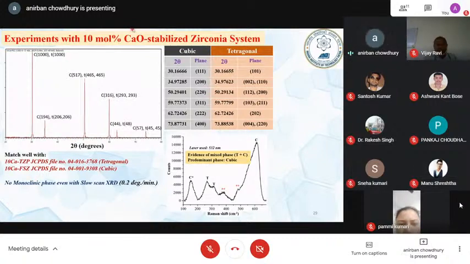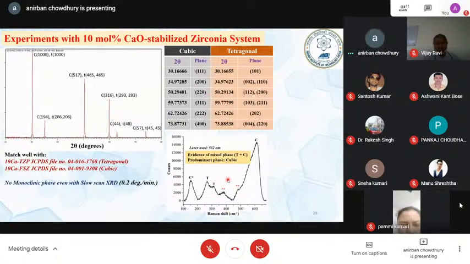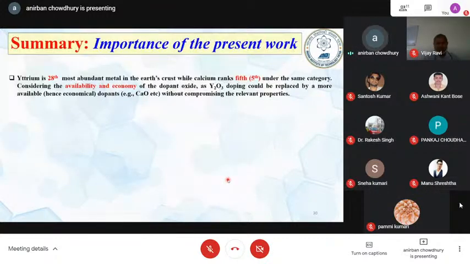But one thing I can say, even with 10% CaO stabilized zirconia, we see there is no monoclinic phase even with slow scan XRD. There's no monoclinic, it would appear here. There's nothing. Even with Raman, we don't see much of monoclinic here. Why this result is important, whatever we have been doing and whatever I show here.